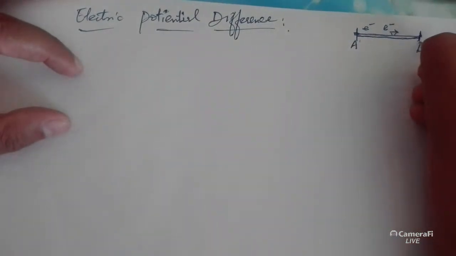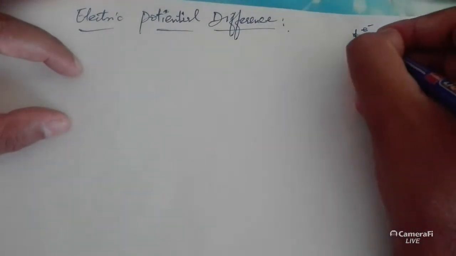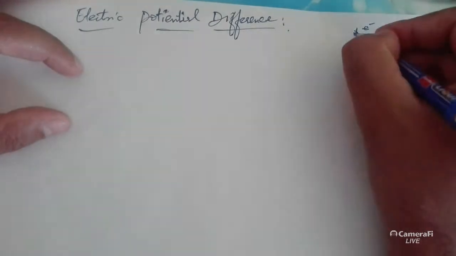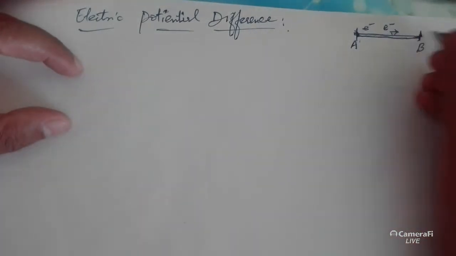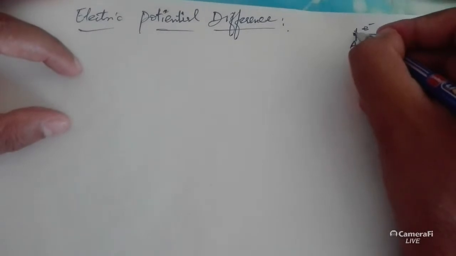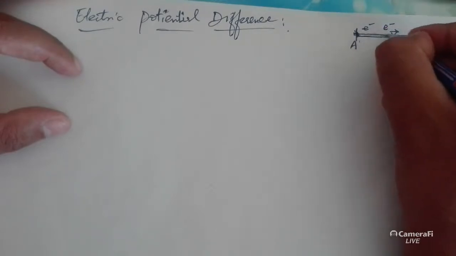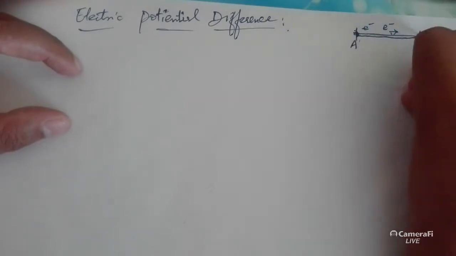Why will the electrons flow from point A to point B? It means that the electrons here are either in more quantity and here in less quantity, or we can say here there is more negative charge. That more negative charge has to balance, so it has to flow from A to B so as to get the balance. That is why it flows.